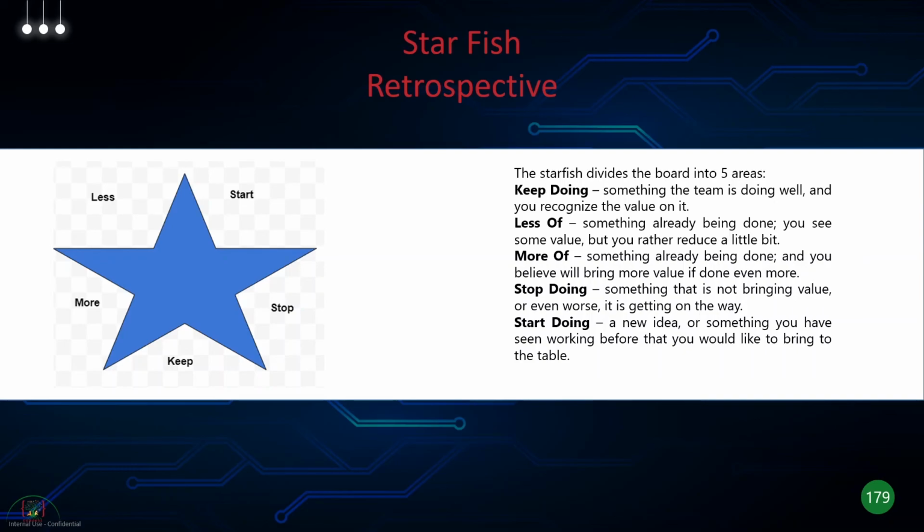So this is one of the ways you can do a retrospective. You break it down into these 5: keep doing, less of, more of, stop doing, start doing. And then you basically show your team what activities you should concentrate on and what activities you should move away from.